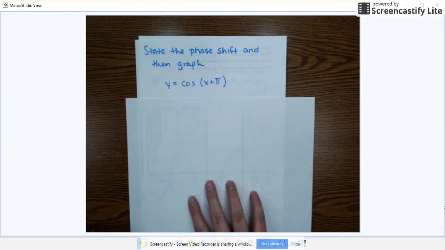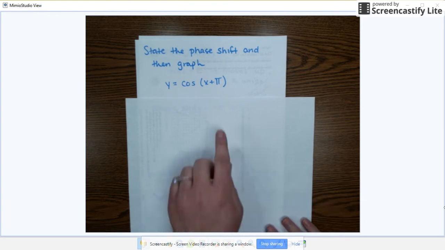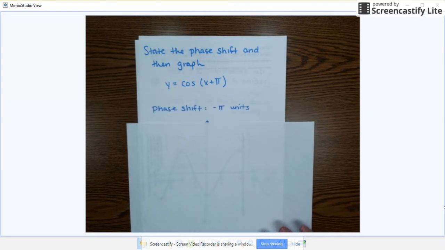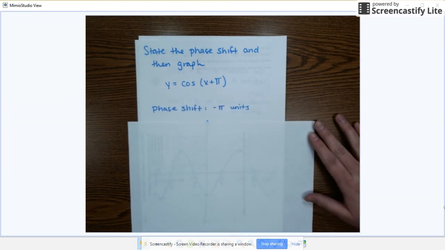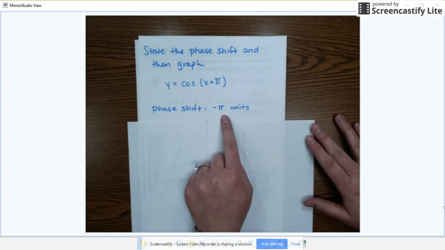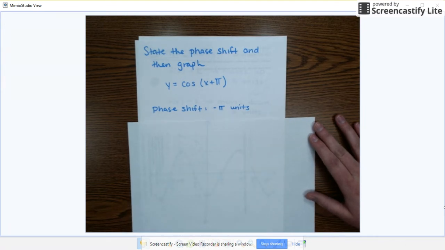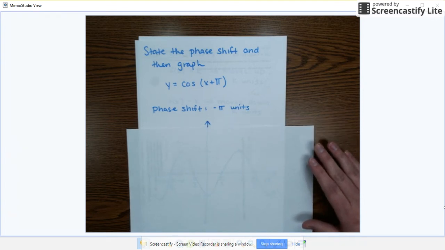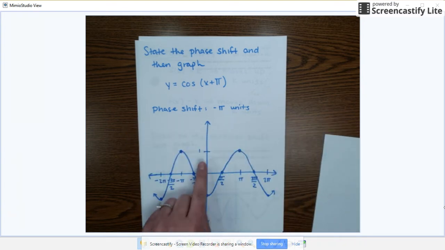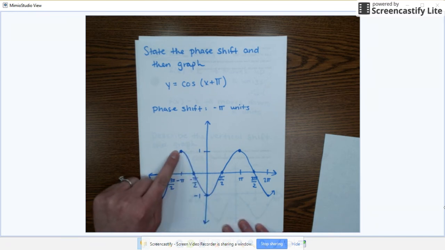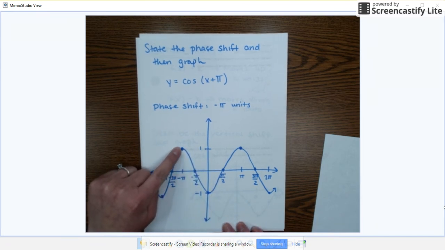Here's another one. This time we're going to do cosine of x plus pi. So this time we're going to move left pi units. So you can either put negative pi, or I honestly would prefer pi units to the left. So make sure you make note of that. That should really say pi units to the left. So cosine starts at 1 on the y-axis. So we're going to take that 1 and move it to the left pi units. So there's our starting point.